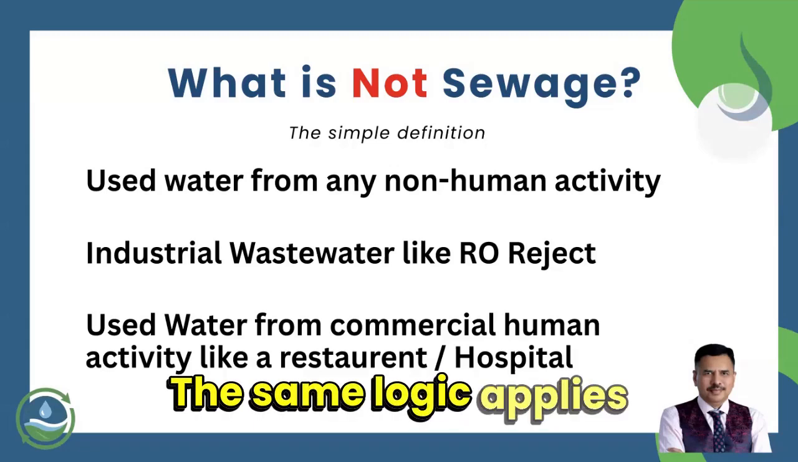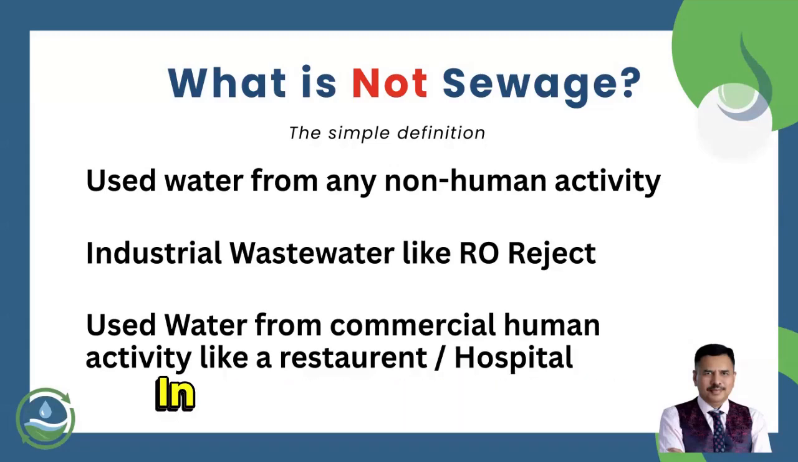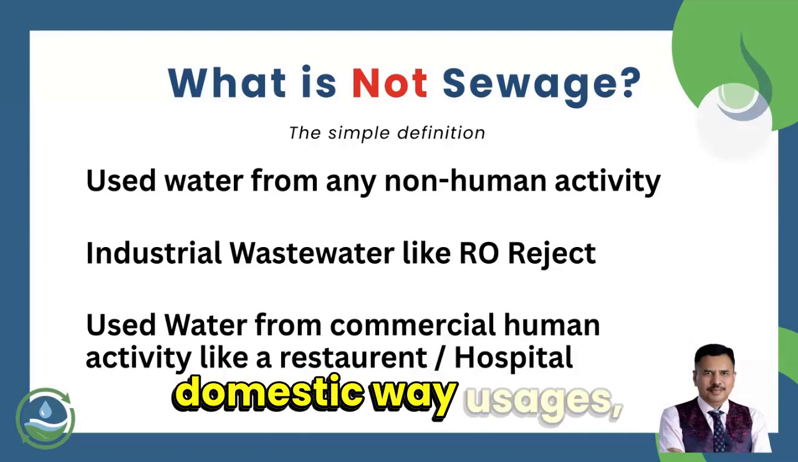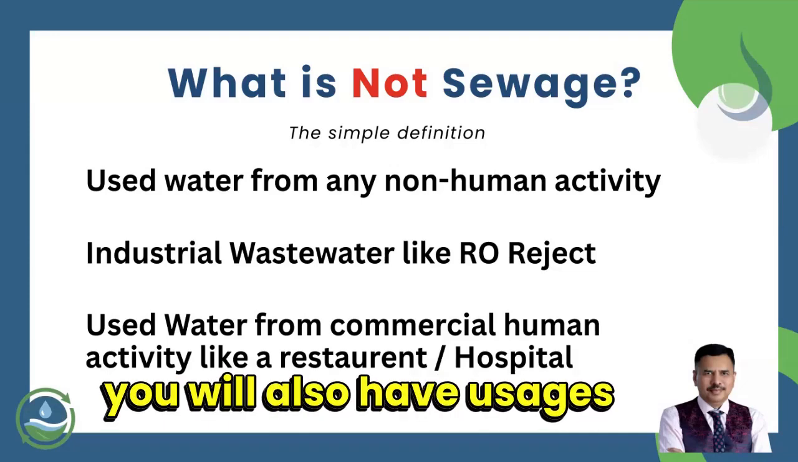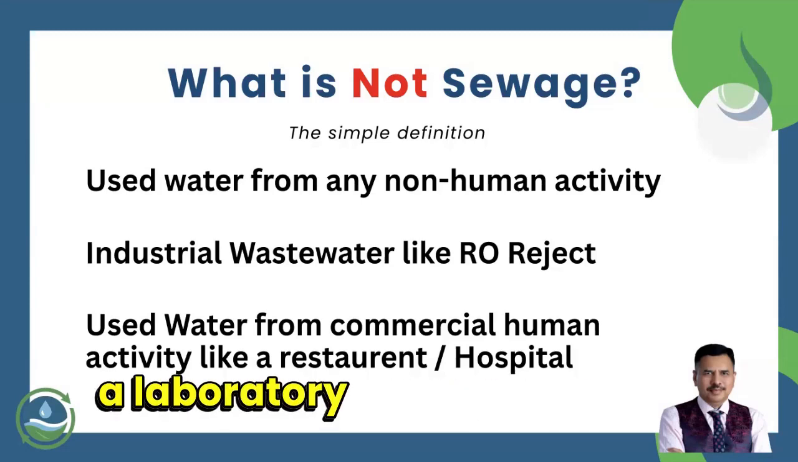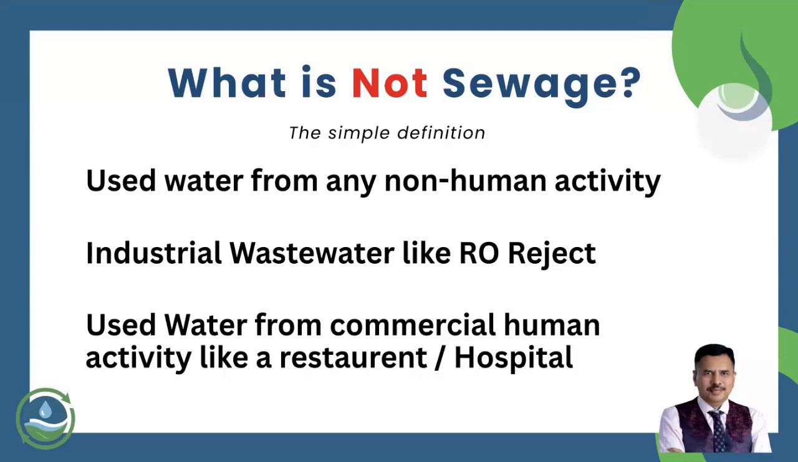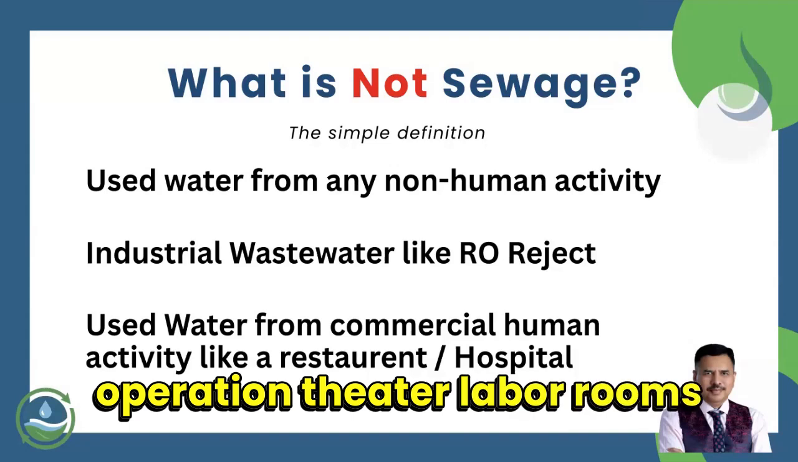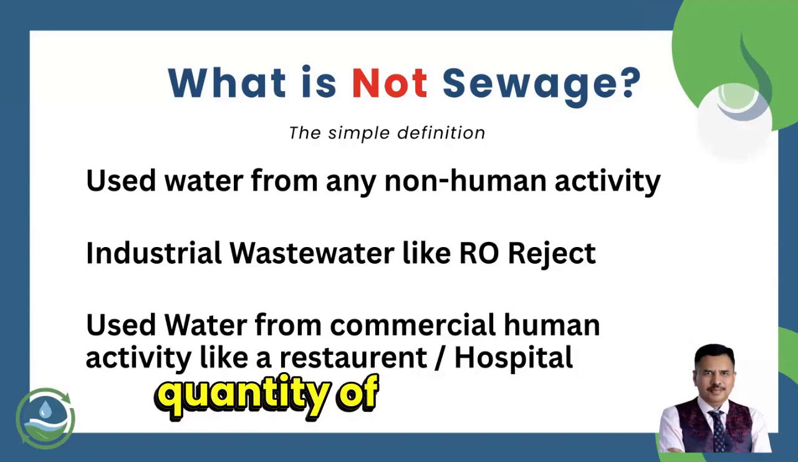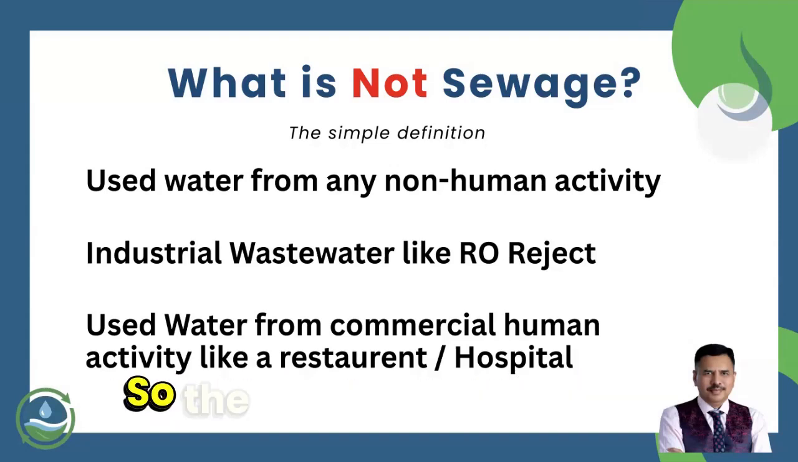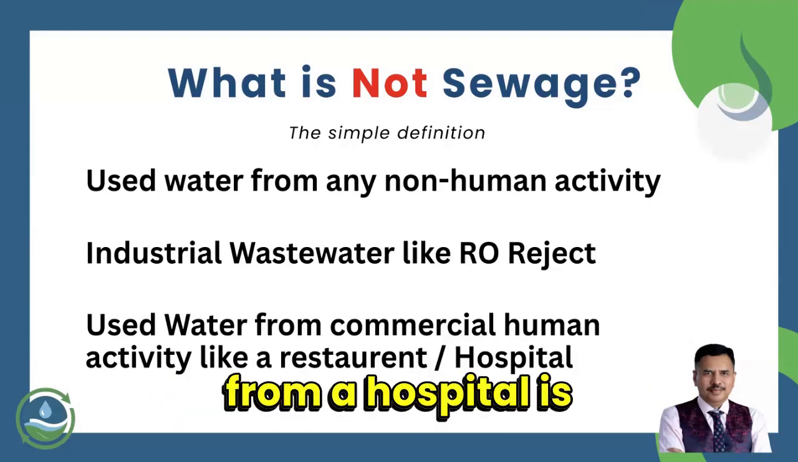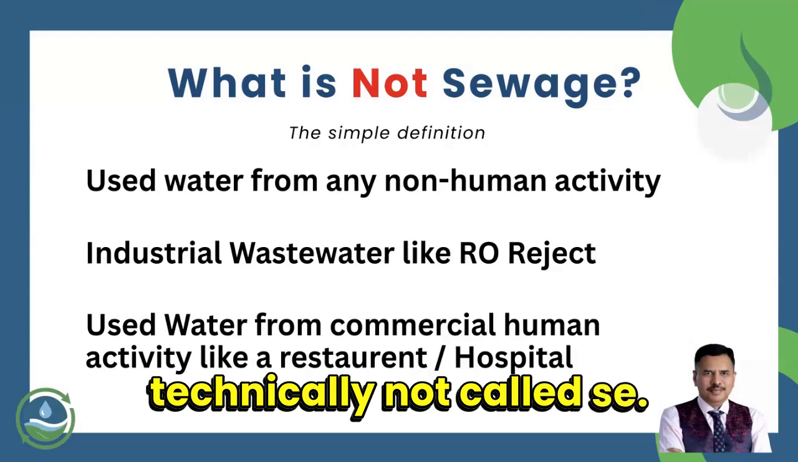The same logic applies for a hospital. In a hospital, apart from domestic usages, you will also have usages like a laboratory which is washing their vials and samples. Then there could be operation theaters and labor rooms, which are washed with large quantities of water, right? So the water that is coming from a hospital is technically not called sewage.